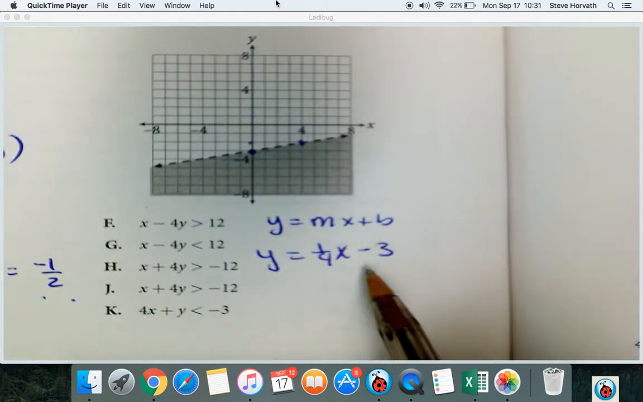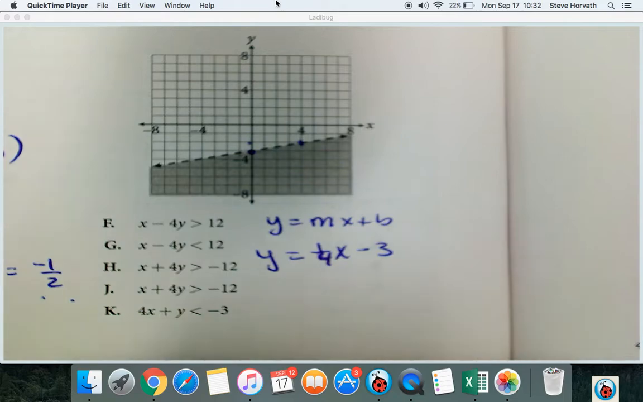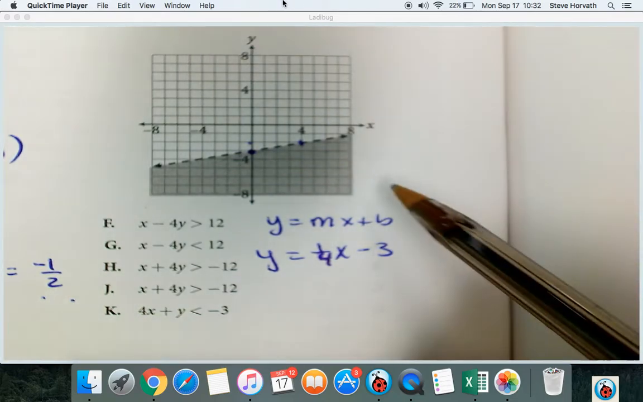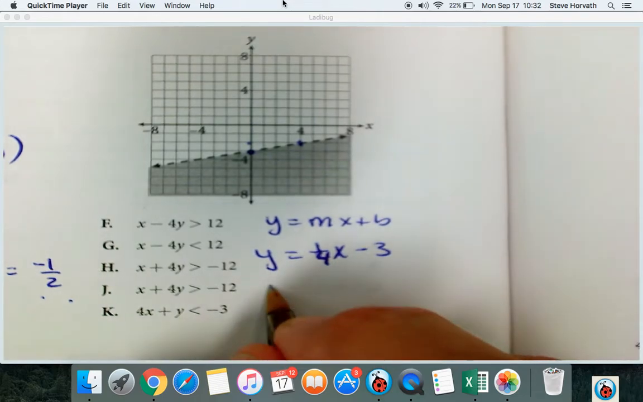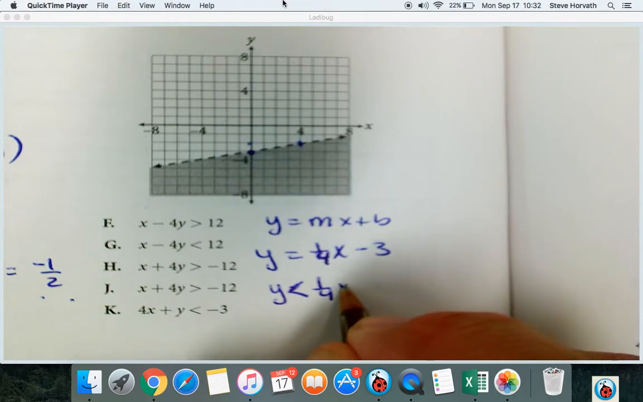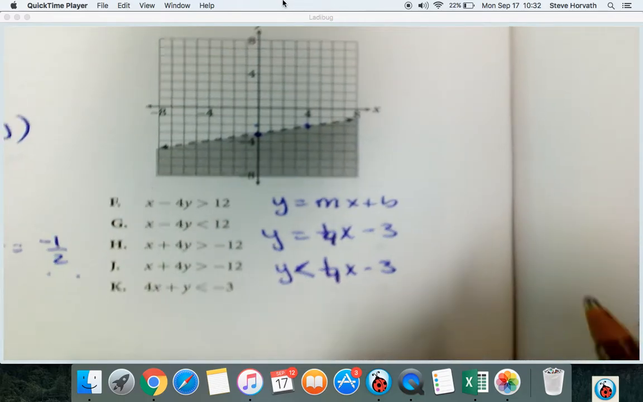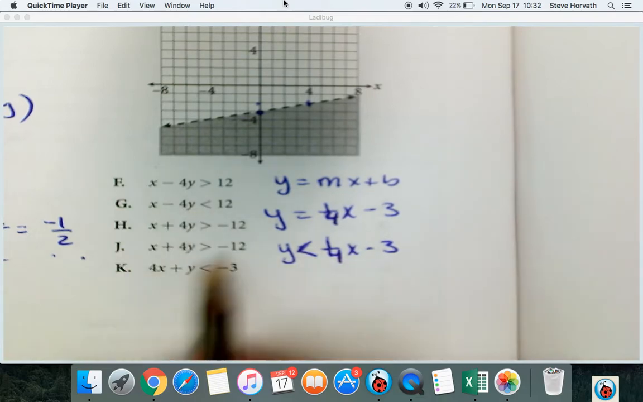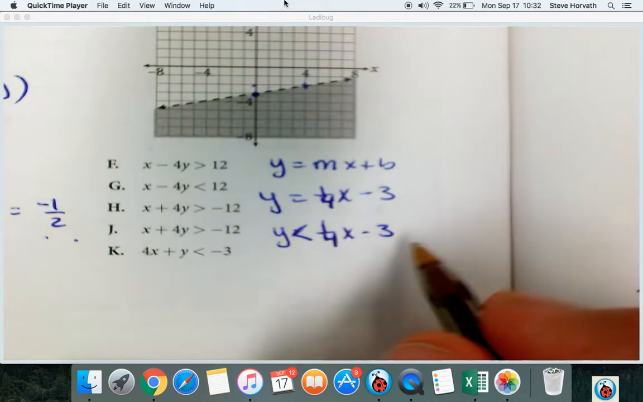So the dotted line has the equation y equals 1/4 x, that's a 4, not a 9, 1/4 x minus 3. Since the inequality shading is below this line, that means the inequality representing this is y is less than 1/4 x minus 3. However, this does not look like any of our answers. So to make it look like our answers, we have to do a little algebra.